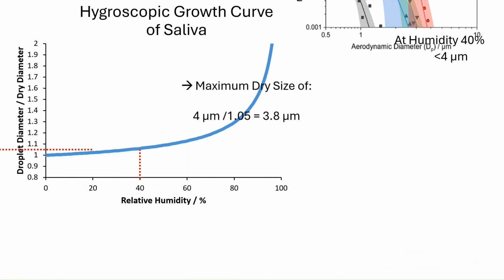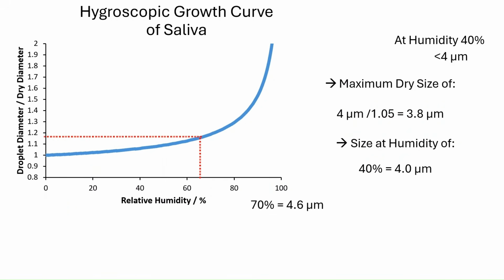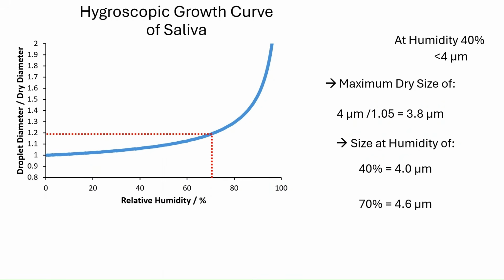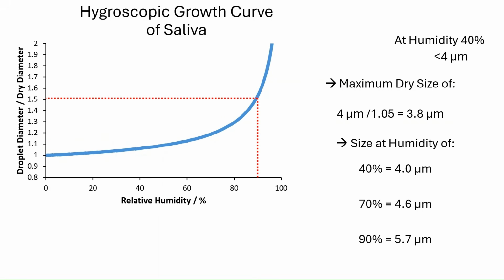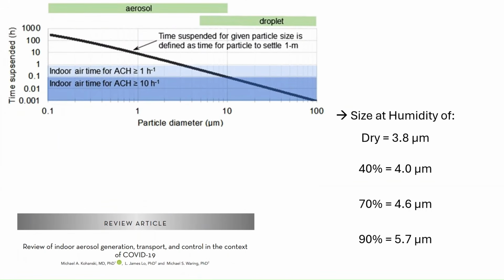From the hygroscopic growth curve, we can then estimate that the largest dry size of the aerosol exhaled through talking and singing is about 3.8 microns, which is 4 microns at 40% relative humidity. And when the humidity is increased to 70%, the aerosol would grow to about 4.6 microns, and at 90%, it would grow up to 5.7 microns. Based on the aerosol size and mass, we can estimate how long they remain suspended in the air.